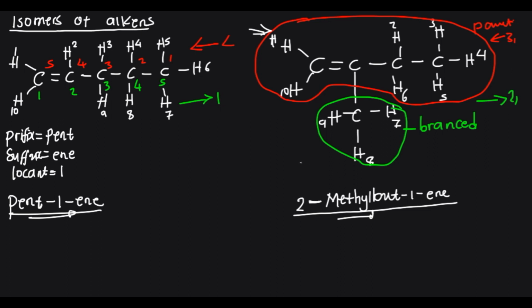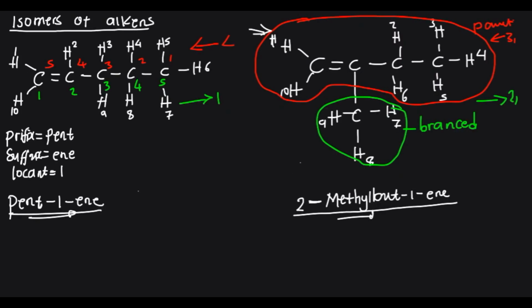Okay, now let's try another one. The previous one is what we call isomers, where we have a branched one. Now if we move on to the next one, let's say we have this one.